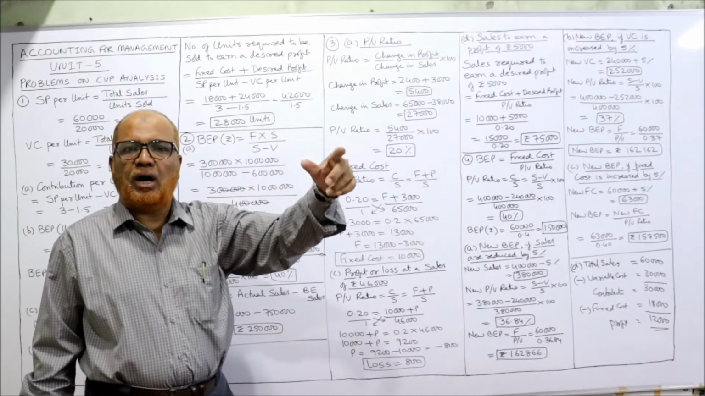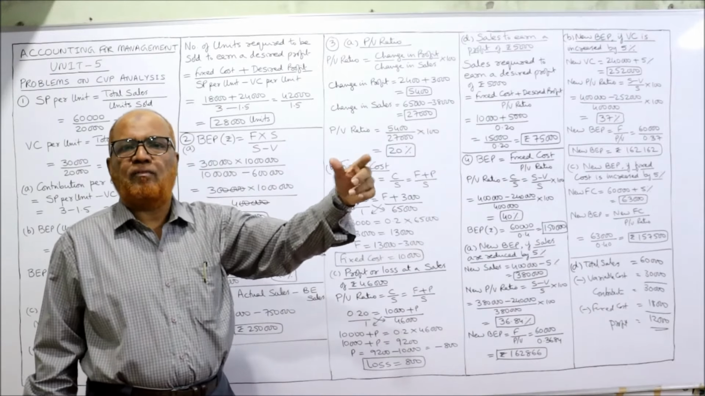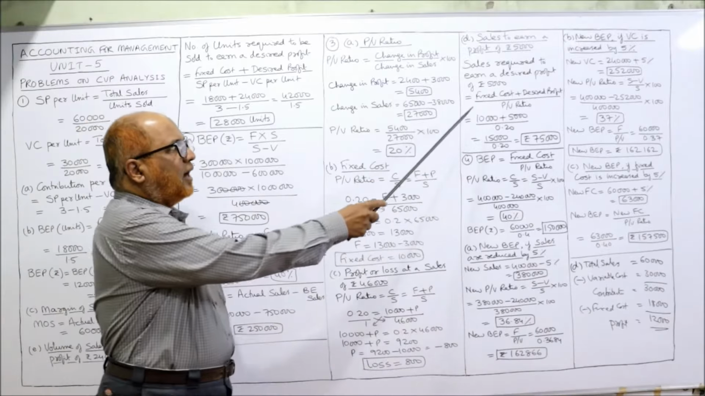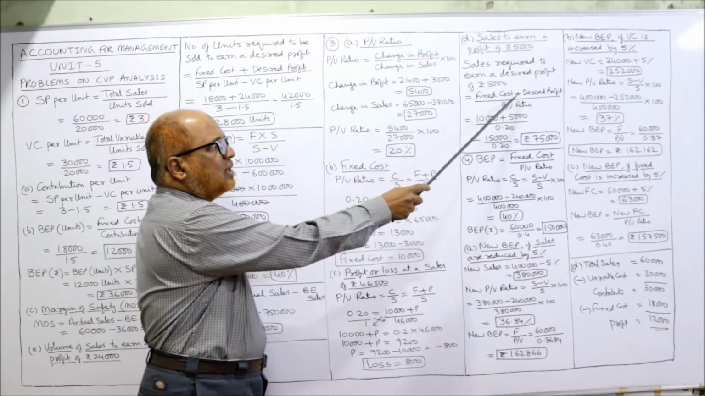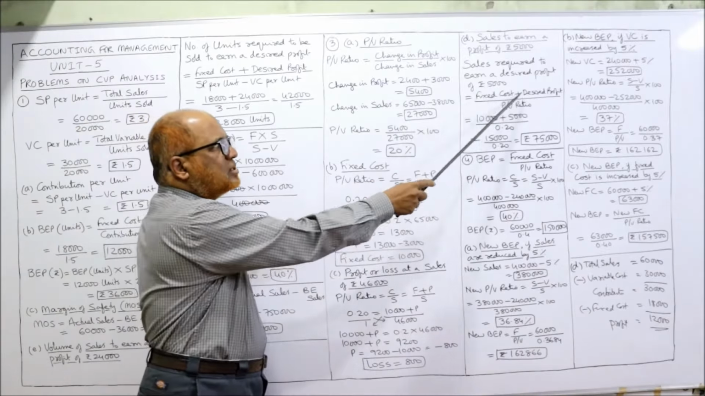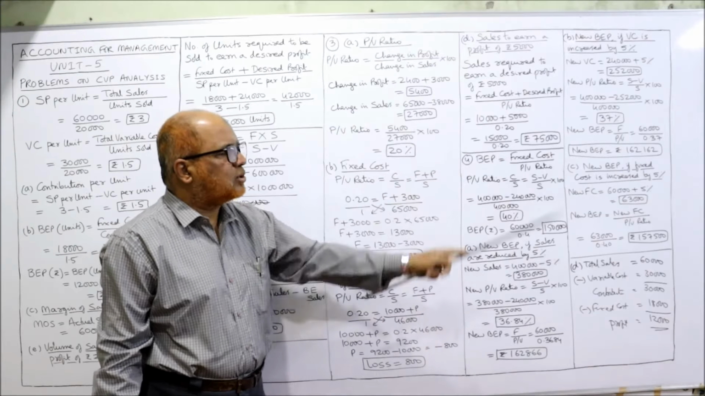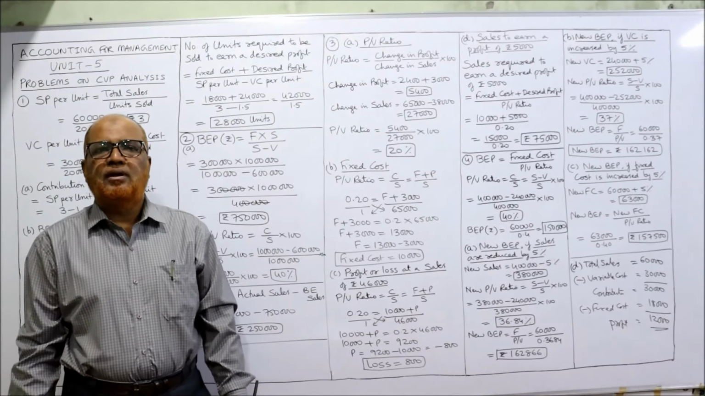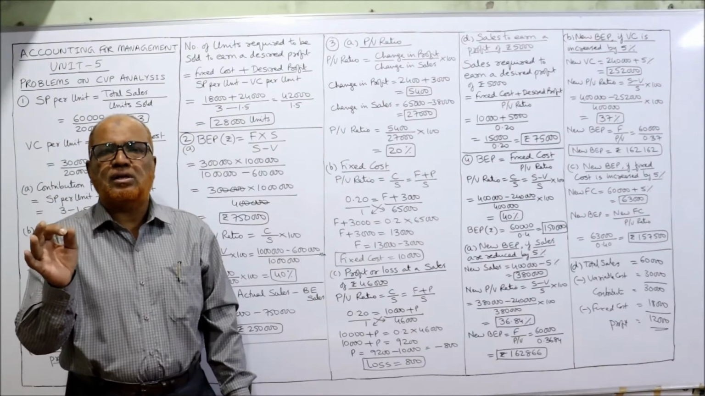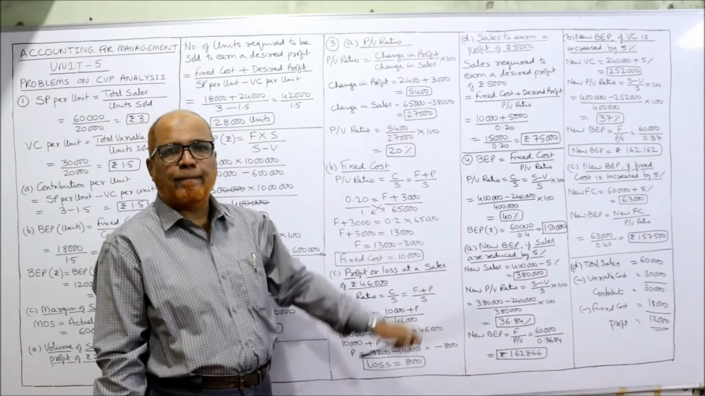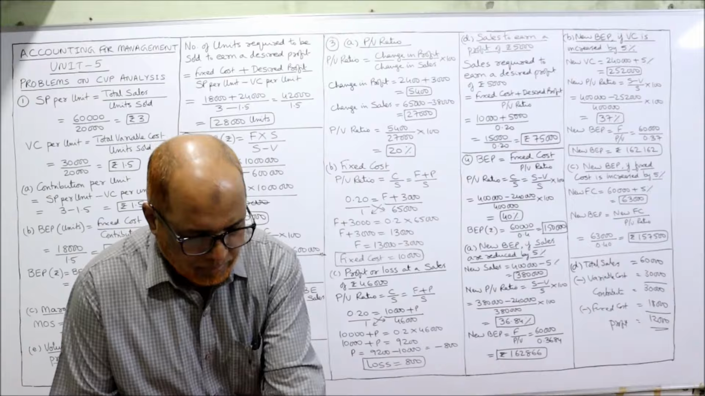Sales required to earn a desired profit is fixed cost plus desired profit by PV ratio. The fixed cost we have already calculated is 10,000 here, and the desired profit given in the problem is 5,000. The PV ratio we already calculated is 20%, 0.2. So 10,000 plus 5,000, 15,000, divided by 0.2 is 75,000 rupees. So sales required is 75,000. If we sell 75,000 worth of goods, we'll get a profit of 5,000. That's it. So 3 problems I've explained.